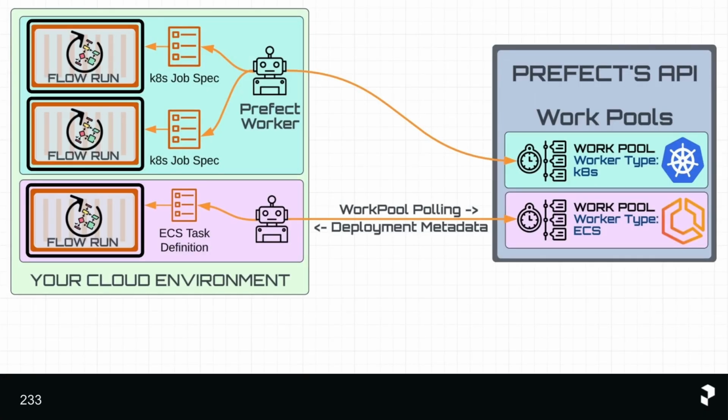Here is another representation of the hybrid setup, specifically using Kubernetes and ECS. As you can see here, the workers are hosted in separate environments, so one in Kubernetes and one for the ECS environment. And we have two different work pool types, each paired up with their corresponding worker of a similar type. And you can check out the flow of information between these two environments.